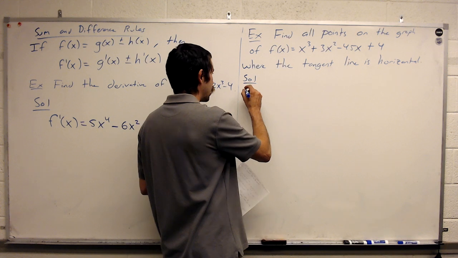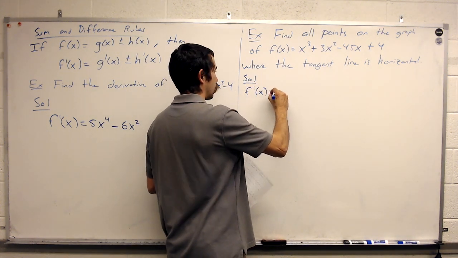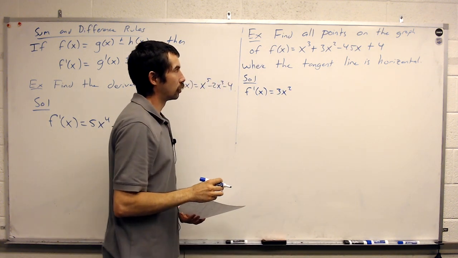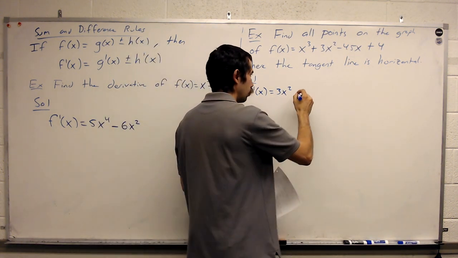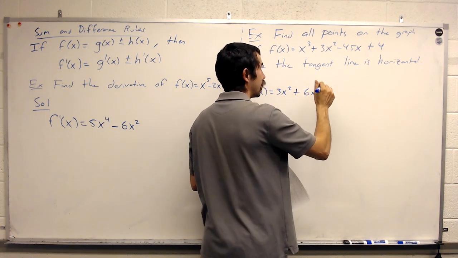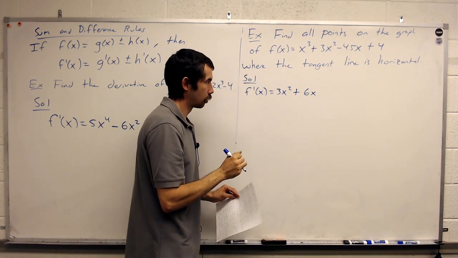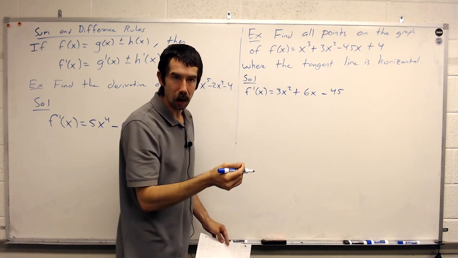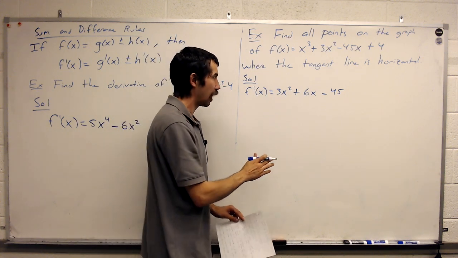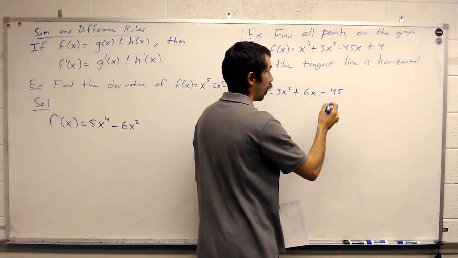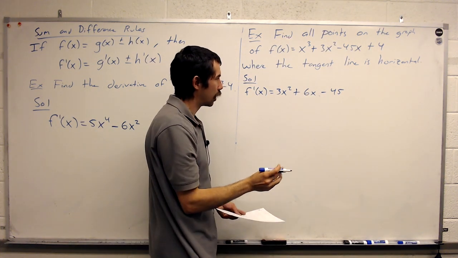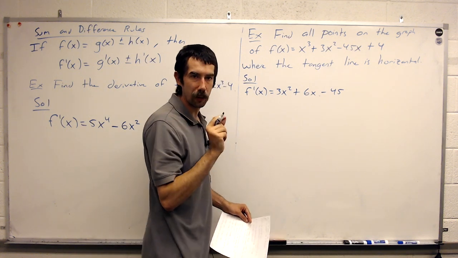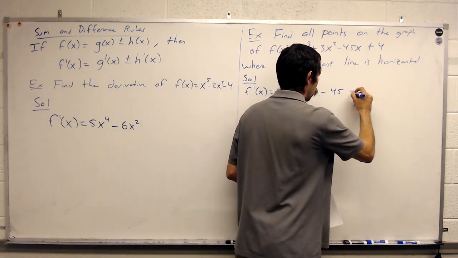All right? So let's take the derivative, f prime of x. We're going to bring the 3 in front. Subtract 1 from the exponent. So 3x squared. The next term, plus 6x to the first minus 45x to the 0. x to the 0 is just 1, so minus 45. And then the derivative of 4 is 0, so we don't have to include that. Right? And so our goal is to find when the tangent line is horizontal, when the slope of the tangent line equals 0.